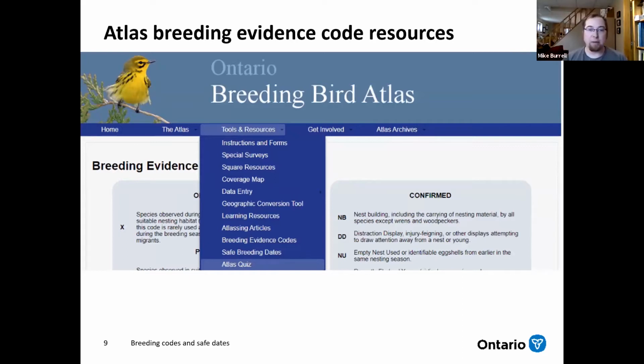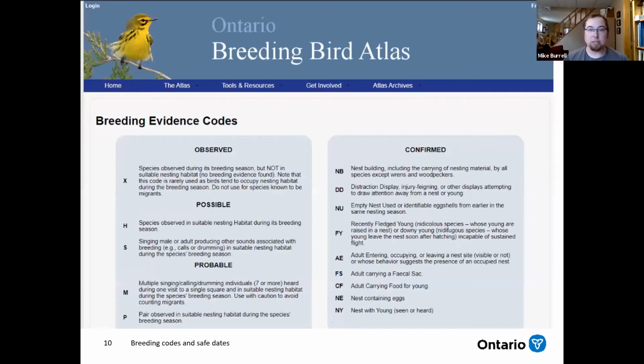There's the third thing from the bottom there, the breeding evidence codes. And there's also an Atlas quiz that you can access. So if you click on the breeding evidence codes, you'll be taken to the full list of all the different codes with their definitions. As I said, it's not important to have memorized every single one of these codes before you start atlasing. You're going to get plenty of practice using these codes. And if at first you have to constantly look them up, that is no problem.